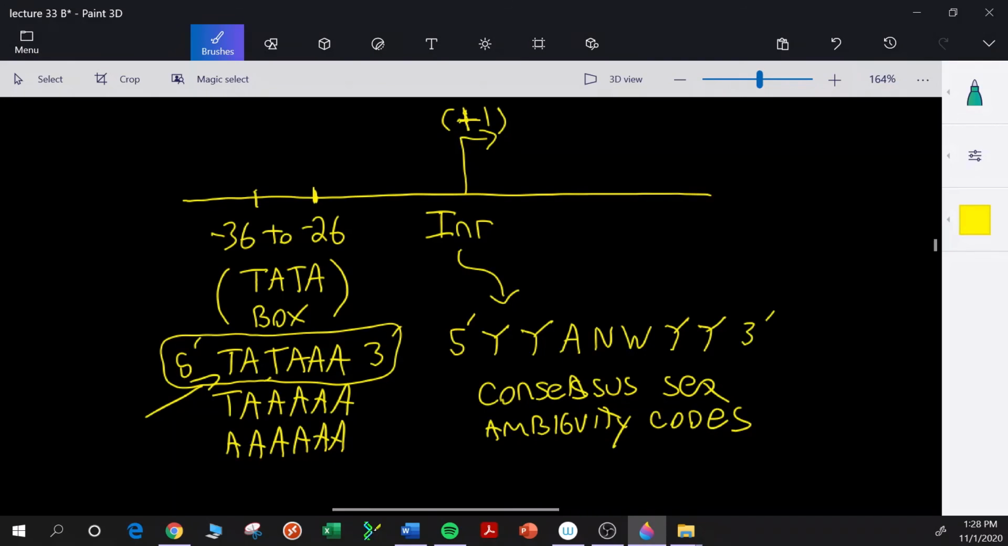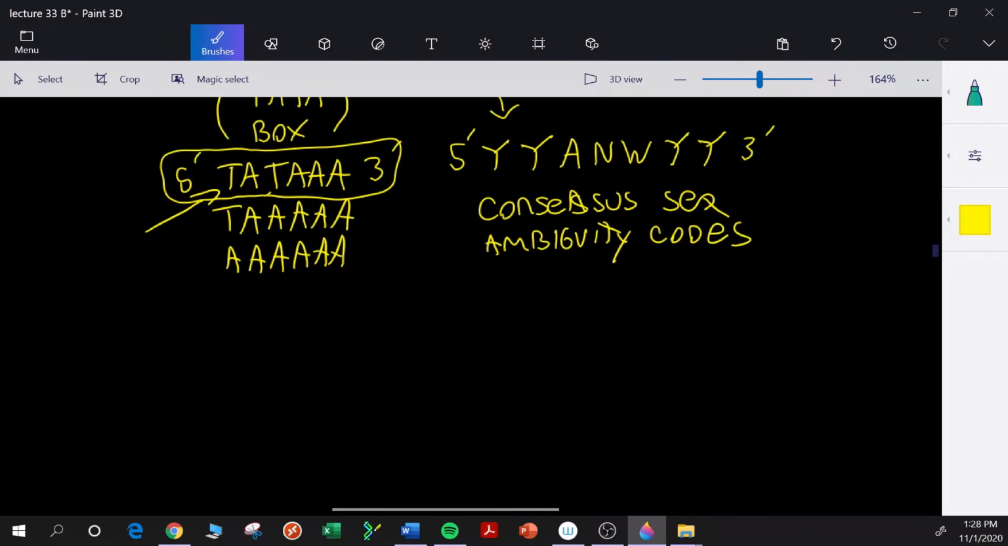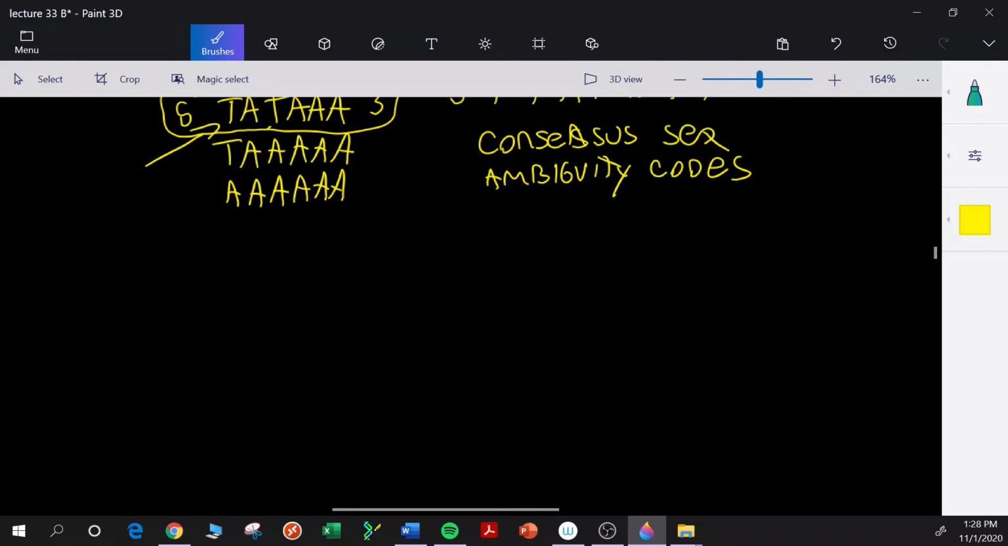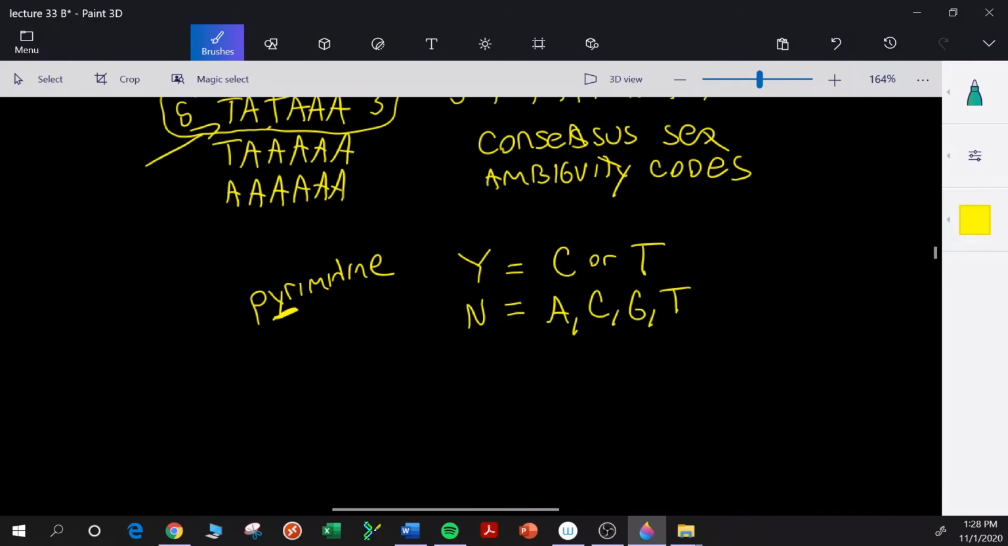Okay, and let me just talk briefly about how these codes work. There's a bunch of these different codes. Let's say Y: Y stands for C or T, and it's derived from the word pyrimidine. So Y stands for C or T. And in the notes, I put a table of the ambiguity coding system. So N is any base, A, G, C, or T.